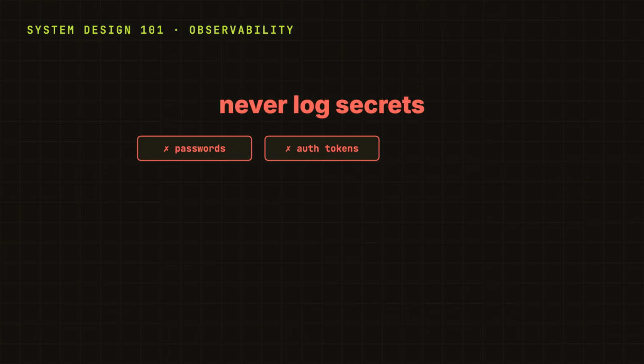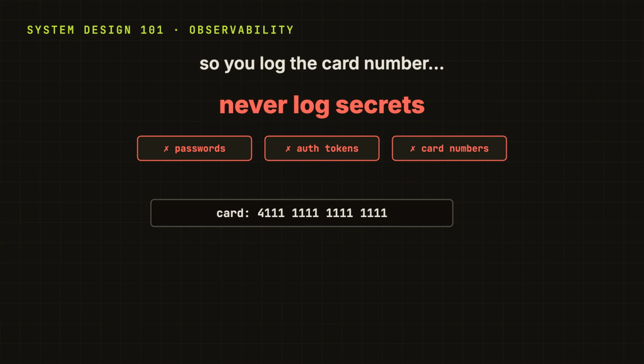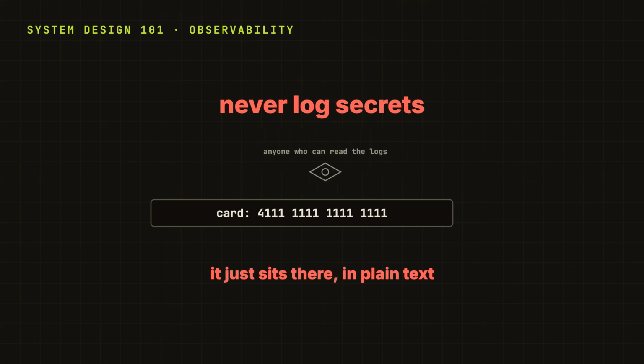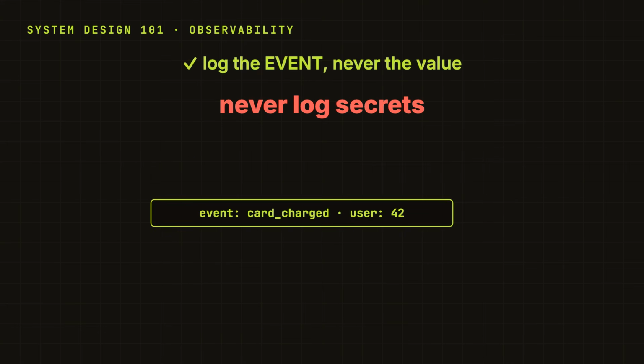Oh, and one more rule, because logs are so detailed and this bites beginners immediately. Never log secrets. No passwords, no auth tokens, no full card numbers, none of it. Because a secret written into the logs is just sitting there in plain text for anyone who can read the logs. Log what happened, charged the card, never the sensitive value itself.